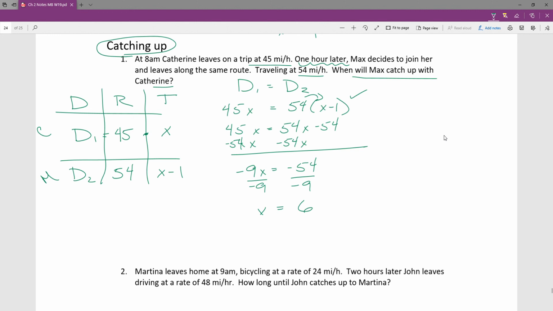When I get down to it, I get that x equals 6. So in 6 hours, or at 2 p.m., because that would be 6 hours after 8 a.m., Max will catch Catherine.